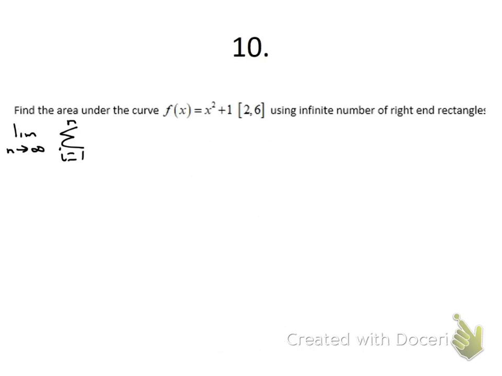So b minus a, so 6 minus 2, which is 4 over n. I want everybody to write that right here. That's your width.